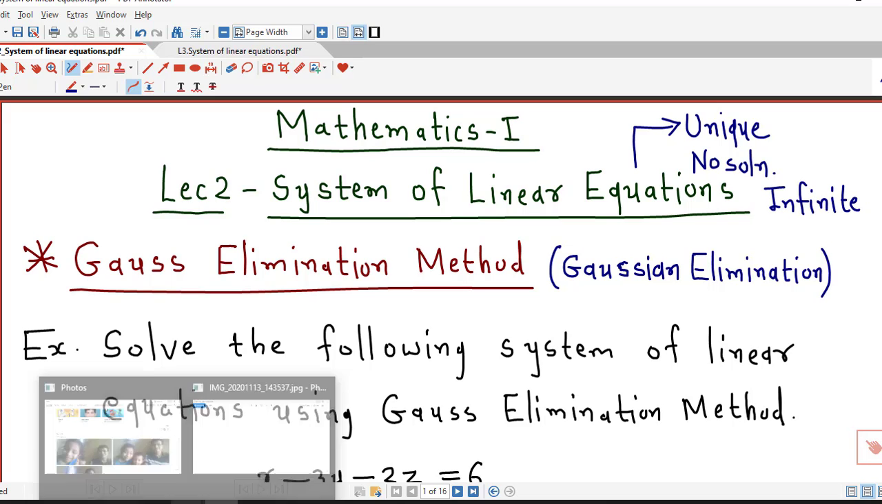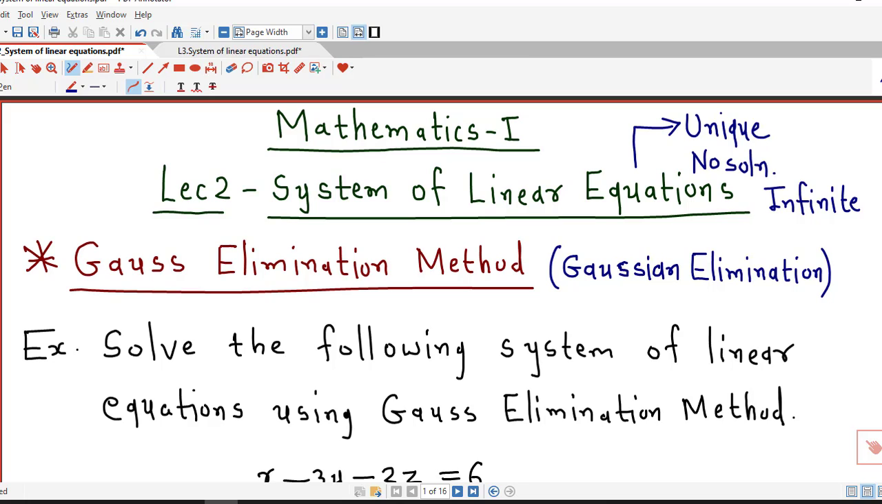So today we are going to discuss the Gauss elimination method for solving a system of linear equations. We will discuss all the cases one by one. In this lecture we will discuss two examples of systems having a unique solution and no solution. In the next lecture we will discuss an example of a system having an infinite number of solutions using the Gauss elimination method.